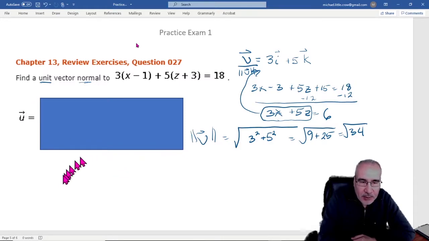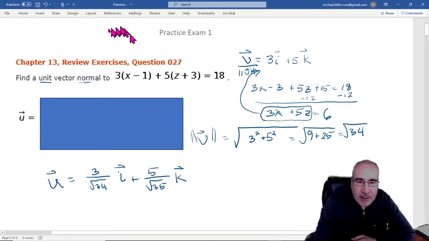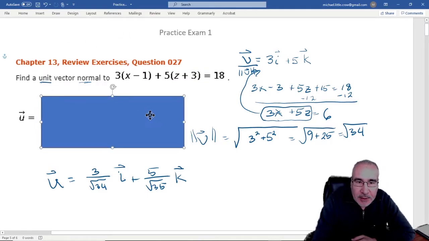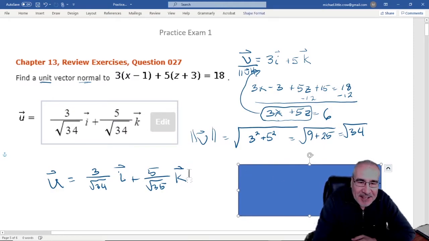So what is u going to be? Simply 3 divided by square root of 34 i plus 5 over square root of 34 k. And let's do the reveal. There we are. Oh, yeah, be careful. A 34.